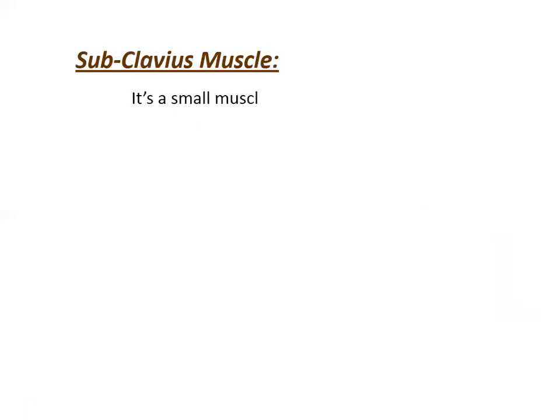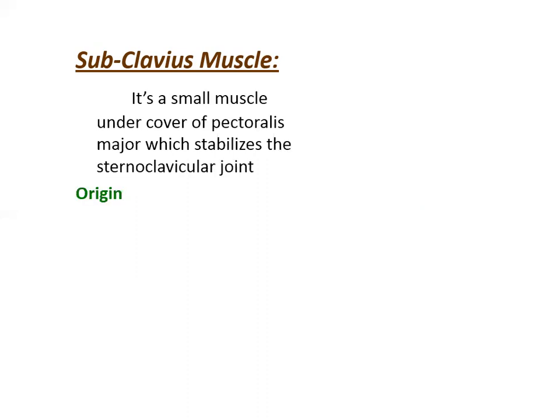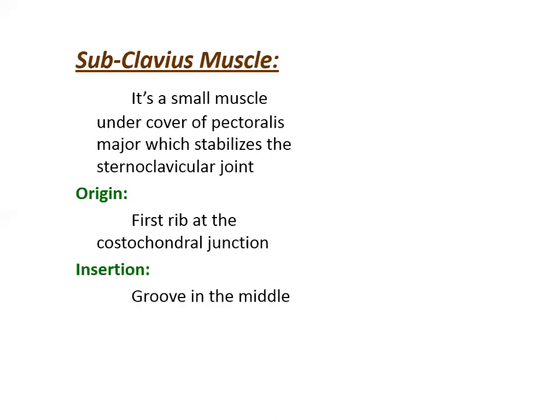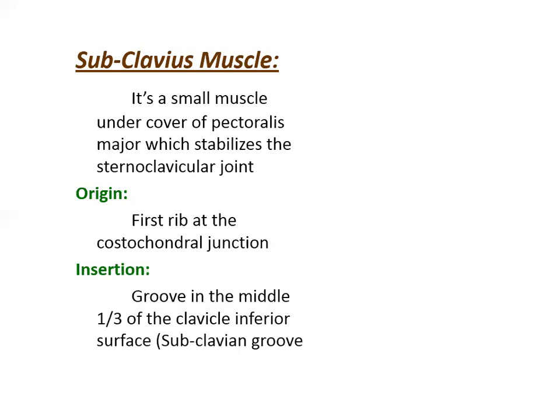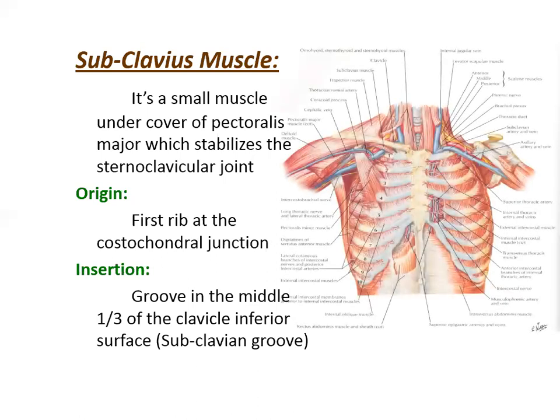Now coming to the third muscle, a very small muscle which is present below the clavicle, which is called the subclavius. The name sub means, as you know, below, clavius means clavicle. So it is below the clavicle, that's what is called the subclavius muscle. Now you can see here, this is the clavicle, just below the clavicle, this is the subclavius muscle. It's a small muscle under cover of the pectoralis major. We saw that both the pectoralis minor as well as subclavius are under the cover of the pectoralis major muscle.